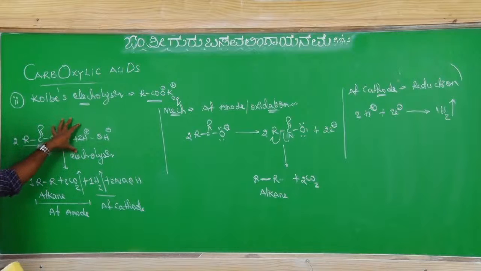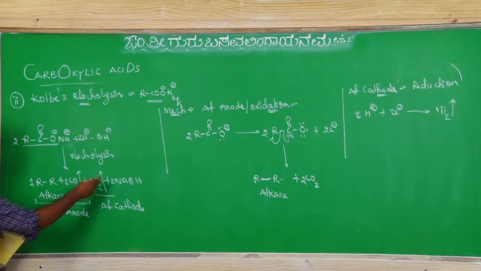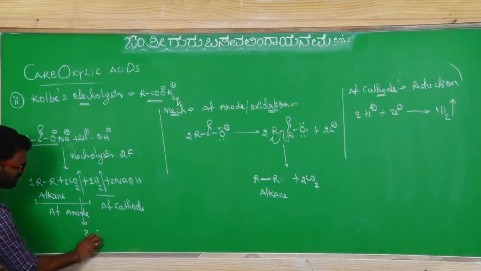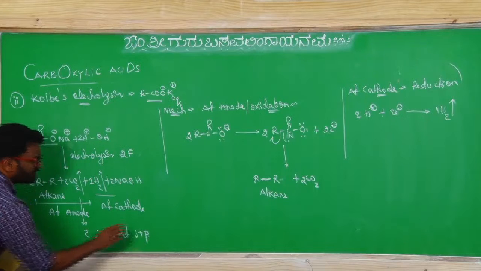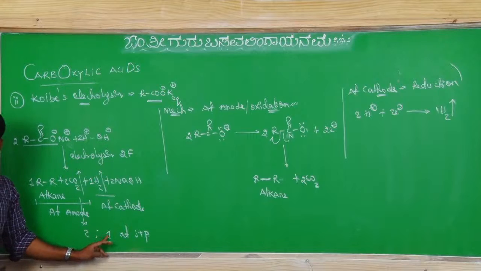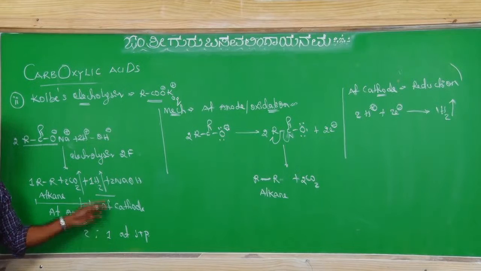So if I pass 2 Faraday current, what amount of alkane will you get? 1 mole of alkane you will get, 2 moles of carbon dioxide you will get at STP, and 1 mole of H2 you will get. If they ask from a competitive point of view, if I pass 2 Faraday current, what is the volume ratio of these two gases? 2:1 at STP. 1 mole of any gas will occupy 22.4 liters. So 2 into 22.4 liters, and here 1 into 22.4 liters of H2. 2:1 ratio you will get. That means 44.8 liters, and here 22.4 liters of H2 will be released.